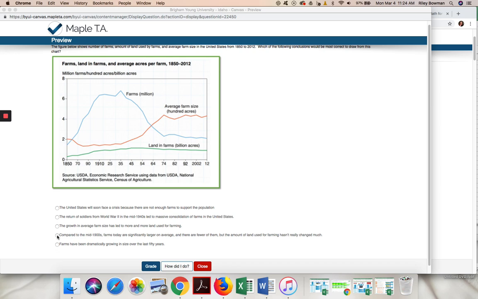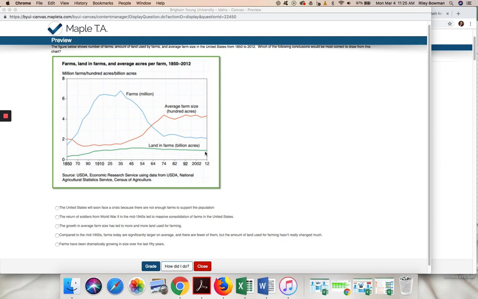Compared to the mid-1900s, here's 1900s, mid-1900s, farms today are significantly larger on average. So I'm looking at the size of the farms from here to more recently. They've grown in hundreds of acres from about 2-ish to about 4-ish. They are significantly larger on average, and there are fewer of them. Number of farms have gone from about 6 million down to about 2 million, but the amount of land used for farming hasn't really changed much.